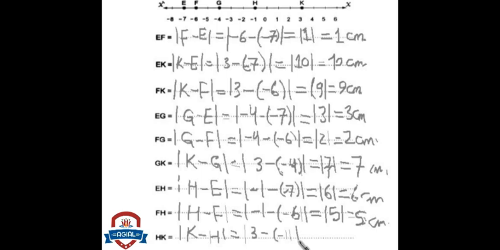The absolute value of 3 minus -1 equals the absolute value of 3 plus 1 equals the absolute value of 4. And the absolute value of 4 equals 4 centimeters.